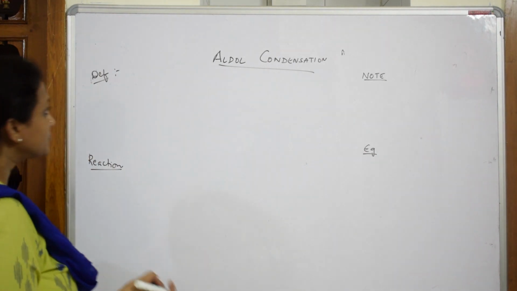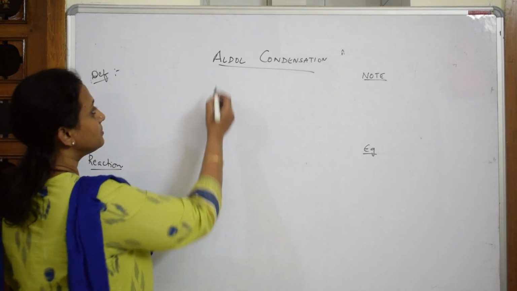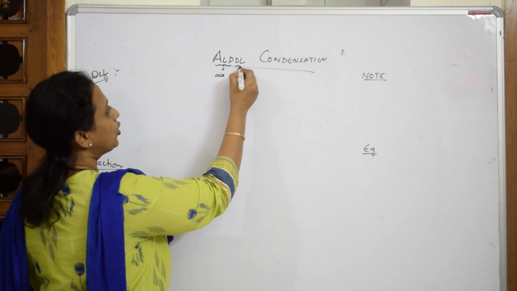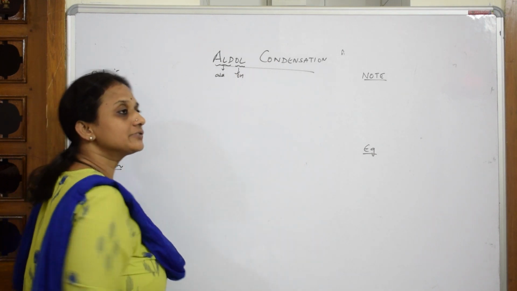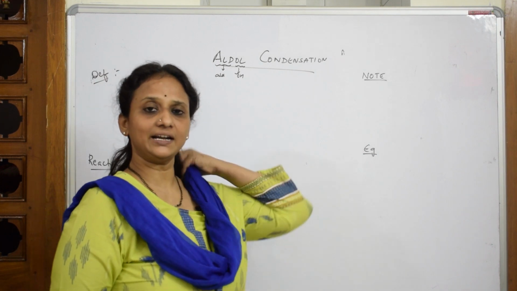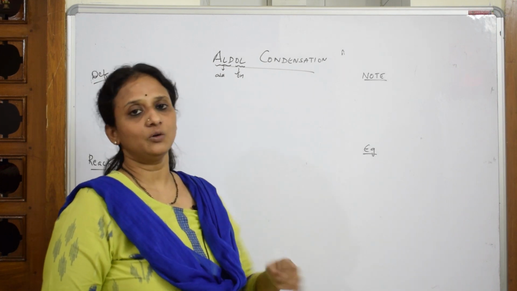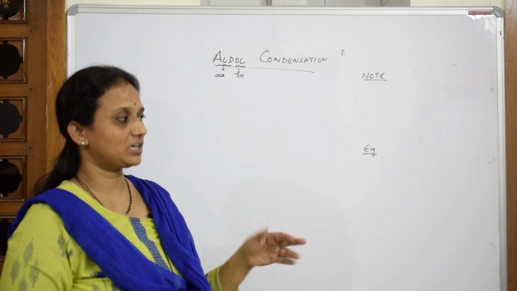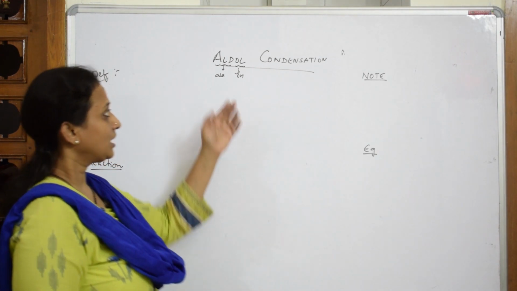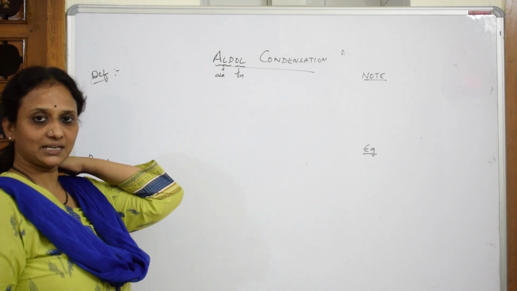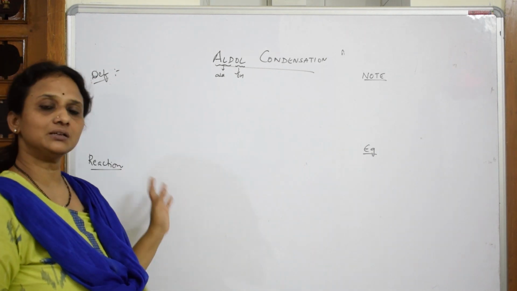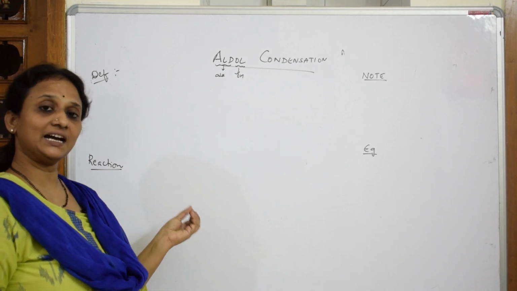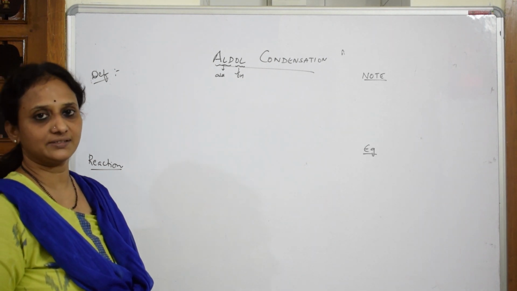Let us start. Whenever we speak about aldol condensation, basically the term aldol has come from the word aldehyde and ol from alcohol. That means there is a formation of a combination of aldehyde and alcohol in the same molecule after forming an enolate ion. Aldol condensation basically occurs between two aldehydes or two ketones. If it is an aldehyde and a ketone, it becomes cross aldol condensation, right?